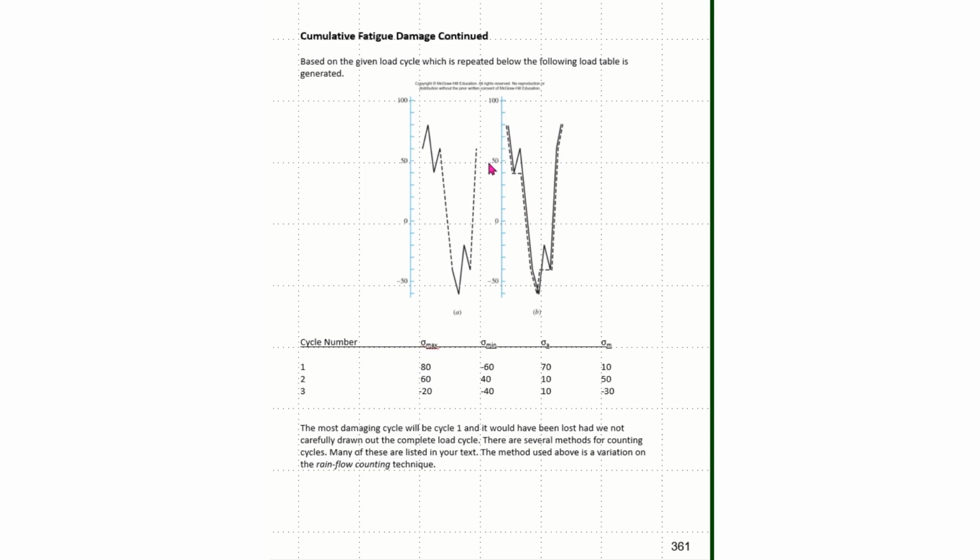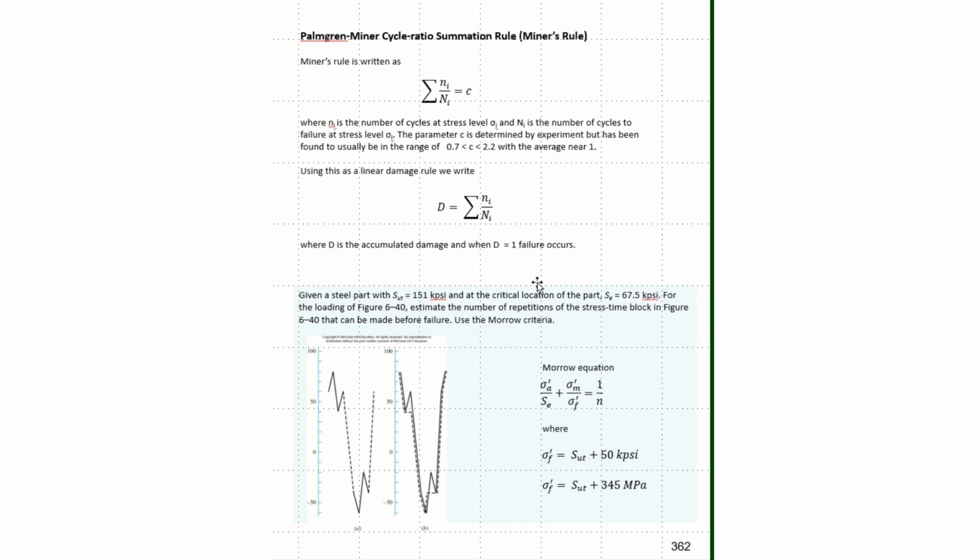So let's now look at how we sum up and analyze the cumulative fatigue. And we do that using the Palmgren-Miner cycle ratio summation rule, often referred to as just Miner's rule. Miner's rule is written here as the summation of ni over big Ni equal to C, where the little ni here is the number of cycles at the stress level sigma i. The big Ni is the number of cycles to failure at the stress level sigma i.